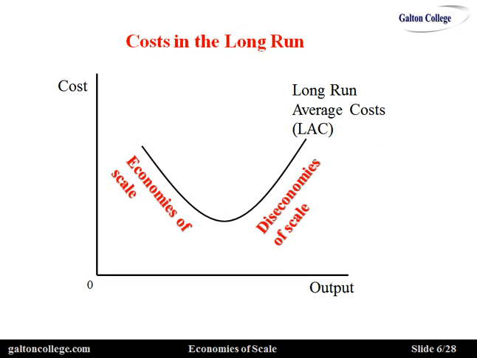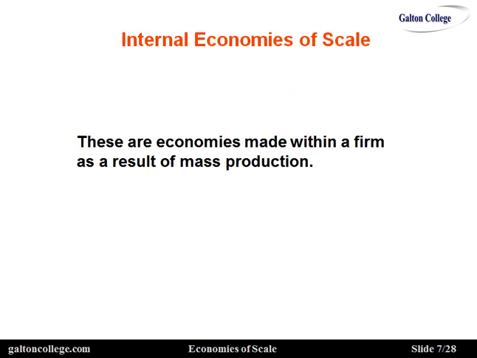And what we're going to do in this session is to look at sources of economies of scale, diseconomies of scale, internal economies, external economies, and so on. So we'll look at these under various headings. We'll start with internal economies of scale. These are economies made within a firm as a result of mass production. So when a company starts to produce an item in volume, it starts to benefit from internal economies of scale.